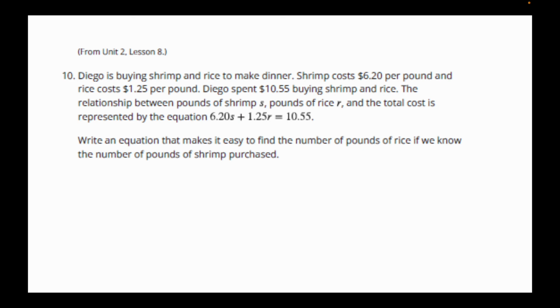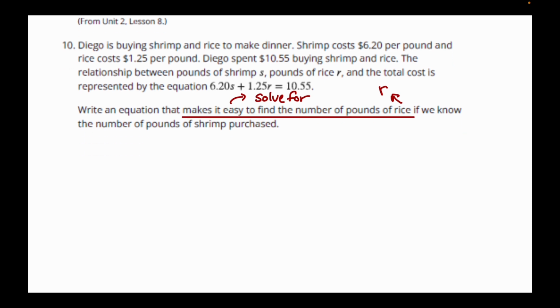We want to write an equation that makes it easy to find the number of pounds of rice if we know the pounds of shrimp purchased. So when they say makes it easy to find the number of pounds of rice, we know makes it easy to find means solve for, and rice means R. So we're going to solve for R. We're just going to start with the equation they gave us and solve that for R.